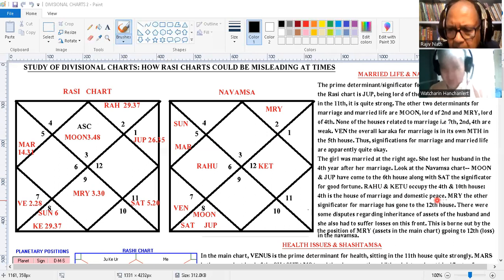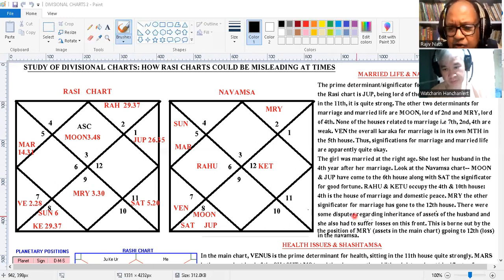Mercury, the other significator for marriage. Why? Mercury is the lord of the fourth house in the main chart, and has gone to the 12th house in the Navamsa. This paragraph is on Navamsa.